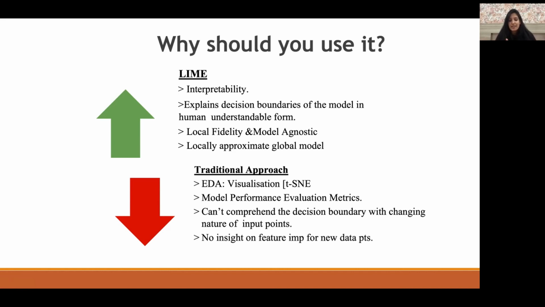It's going to explain the decision boundary of why your model was able to give a 90% return rate to this user and why this other user got less than 50%, because there's local fidelity and it's locally approximating your global models. It's not going to give you a general picture, but it's taking the local points one by one and giving you an explanation for each one of them.